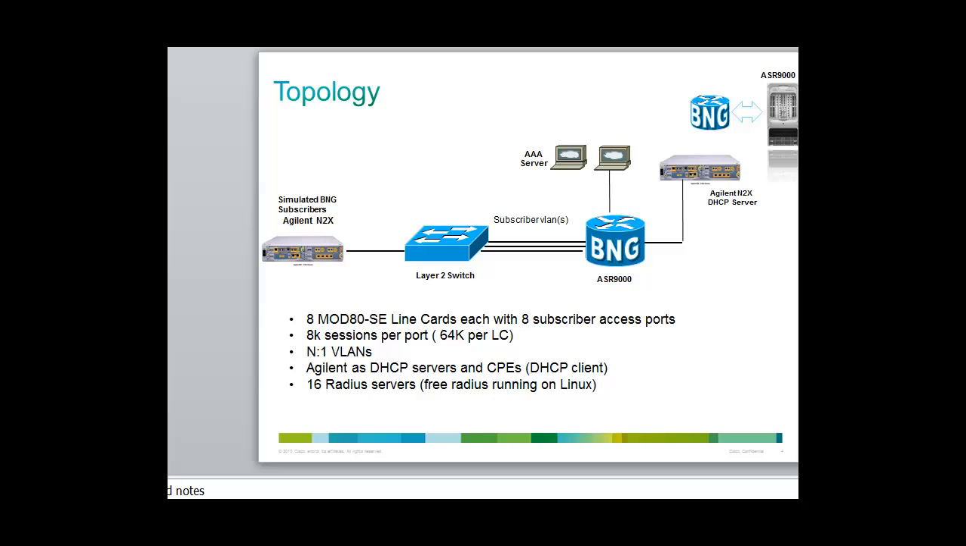We have 8 Mod 80 line cards, each with 8 subscriber access ports. We achieve 8K sessions per port, 64K sessions per line card, and 512K sessions with 8 line cards. In this example, we are considering n:1 VLAN, and Agilent acts as a DHCP server as well as a DHCP client. We are using 16 RADIUS servers for load balancing.